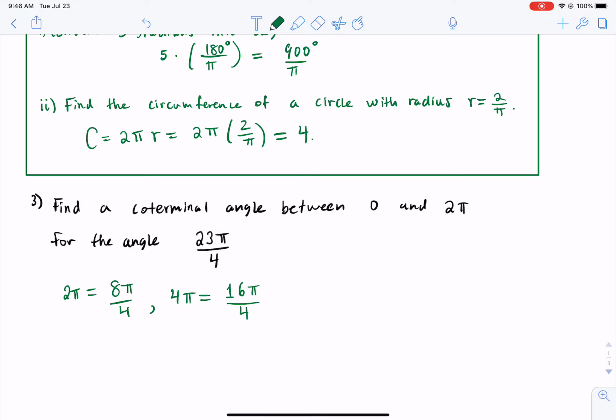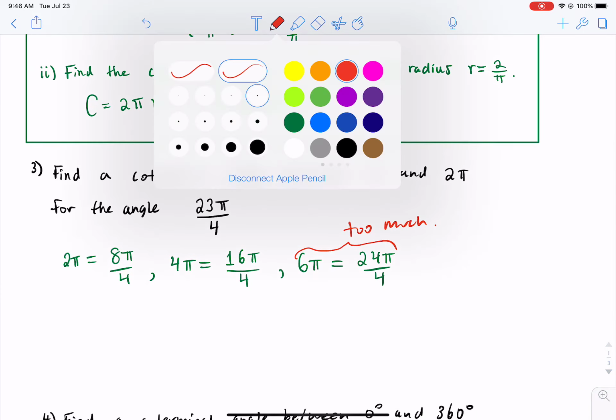Yeah. And if you take another one out, say 6 pi, and you multiply this by 4 over 4, that's going to be 24 pi over 4. That's too much. This is too much to take 6 pi out. So what do we need to take out? We just need to take out 16 pi over 4, right? And it's not a tricky question, but you can get the answer right away.